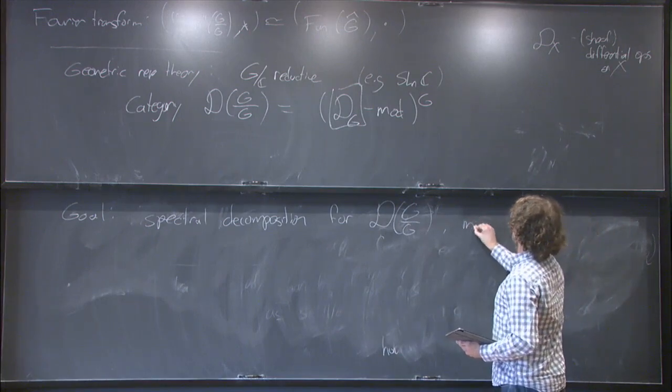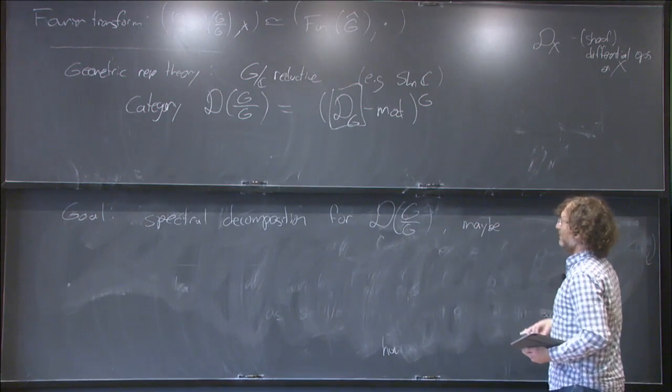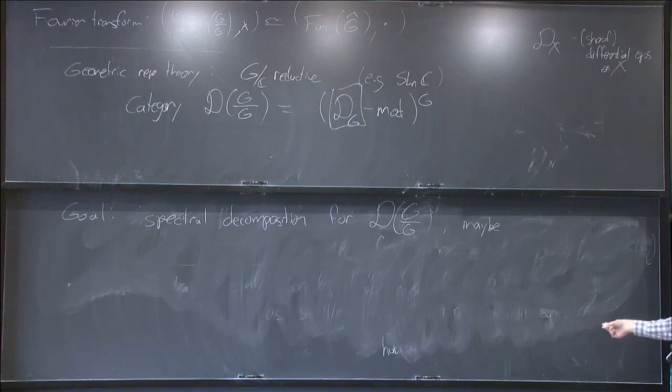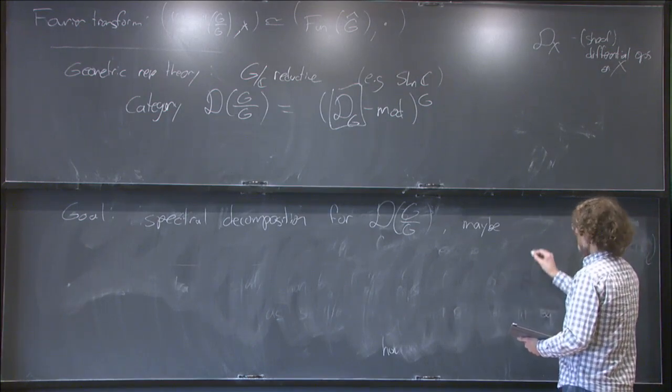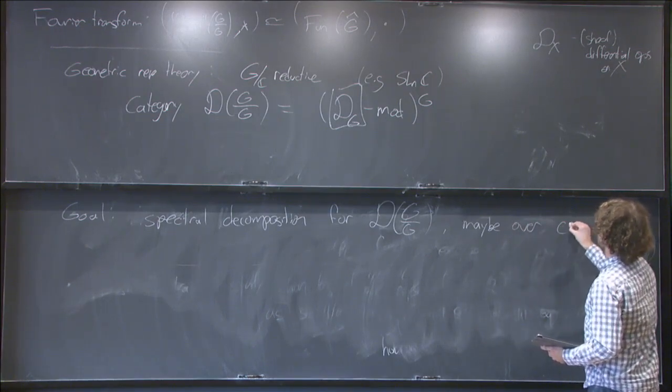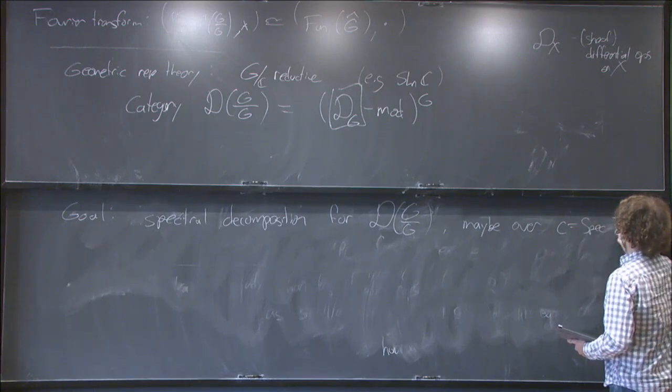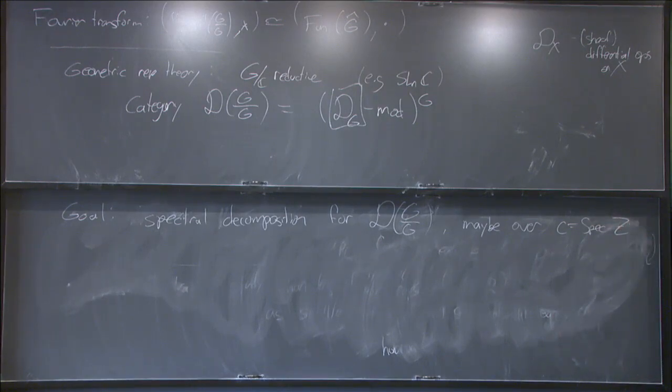And maybe my first guess of what the parameter space, the momentum space picture, should be is this space C, which is Spec of the center. This is not going to work, but that's my first idea. I'm going to try to understand systems of differential equations as living over this parameter space, this space C. Why, again, might you think that?